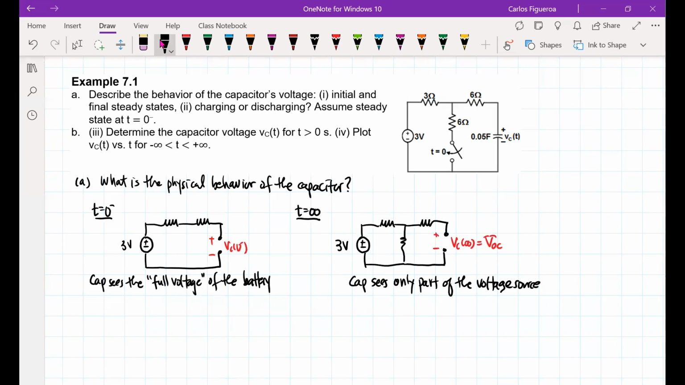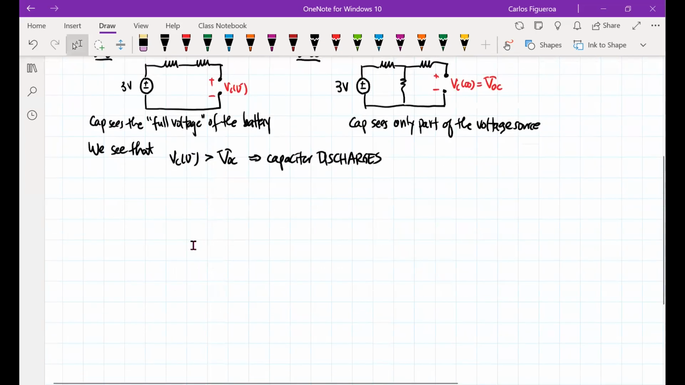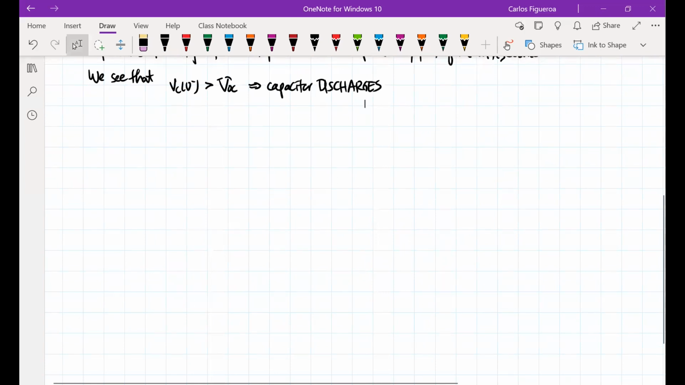So what this tells us from this picture is that VC of 0 minus is greater than VOC. Therefore, we see that the capacitor discharges. That's really important to understand, because if you get an answer that shows that the capacitor is charging up, it's got to be wrong. Okay, so here we go.